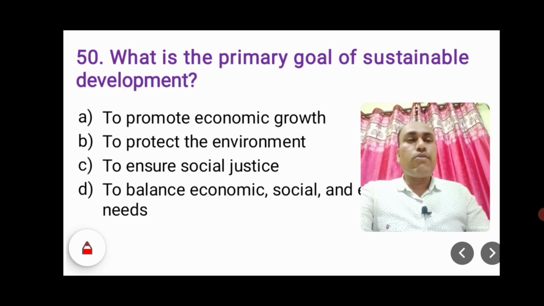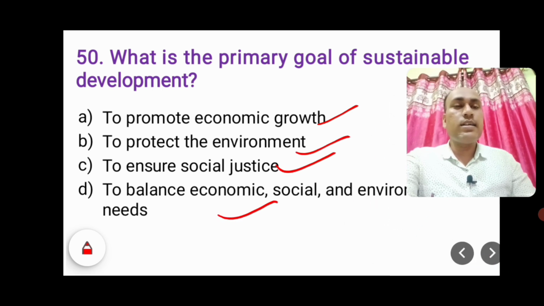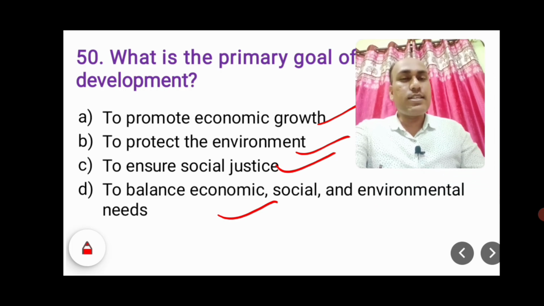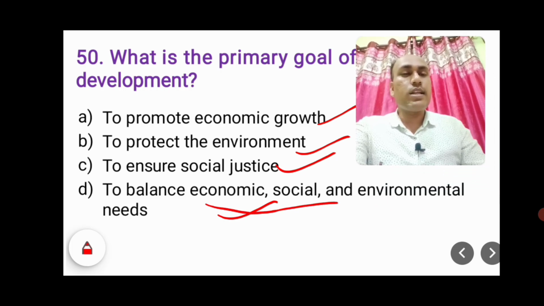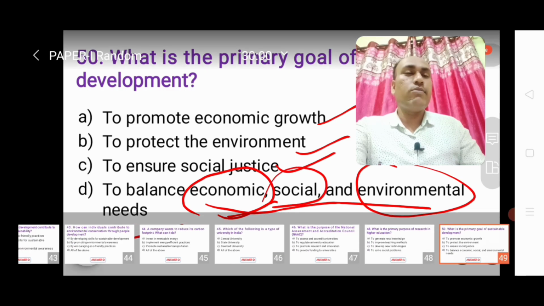What is the primary goal of sustainable development? To promote economic growth, to protect the environment, to ensure social justice, to balance economic, social and environmental needs. It will be the answer, because the sustainable development goal focuses on economic, social and environmental needs.